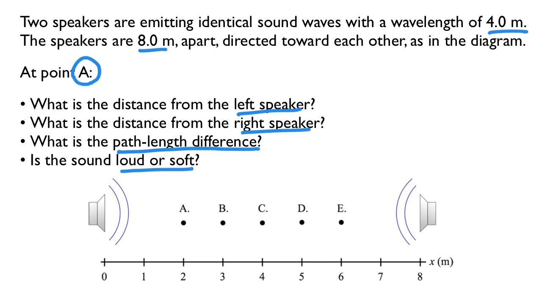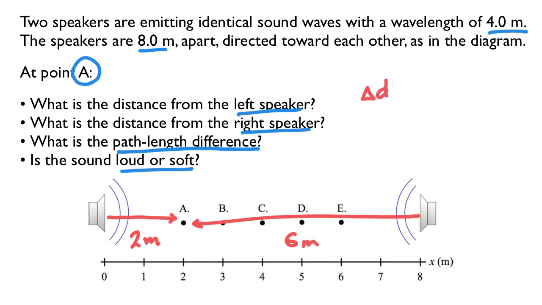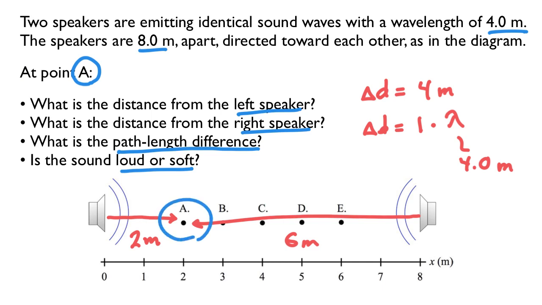So here we are with the left speaker. As the wave travels from the left speaker to point A, the distance is 2 meters. Going from the right speaker to point A, the distance is 6 meters. And so the path length difference, delta D, is equal to 4 meters. As a consequence, that's going to be a loud spot, because delta D is equal to 1 times lambda, because lambda is equal to 4.0 meters. The two waves will be exactly in phase with each other, so I'm going to get a loud spot right here at point A.